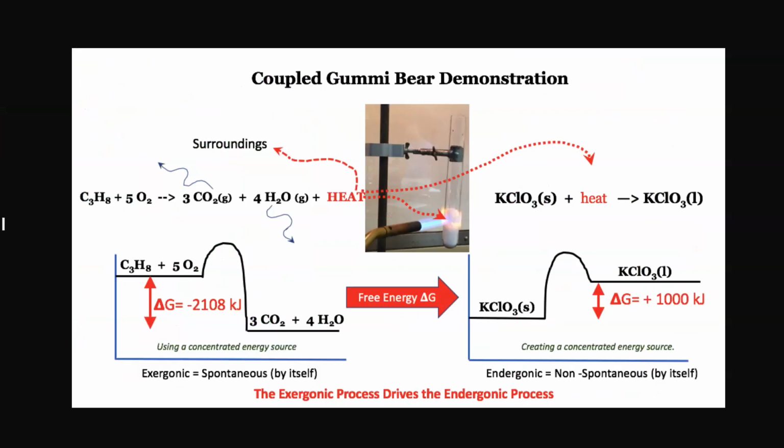Okay, so we're just going to look at the gummy bear demonstration just in terms of using the torch to melt it. I know there's a chemical reaction here, but let's look at this. The first part we're going to look at is we had the propane torch. That's the propane right there, and there's the oxygen on the outside. So it was a spontaneous reaction. Well, why? Well, it gave off free energy. It's exergonic, right? Exergonic right there.